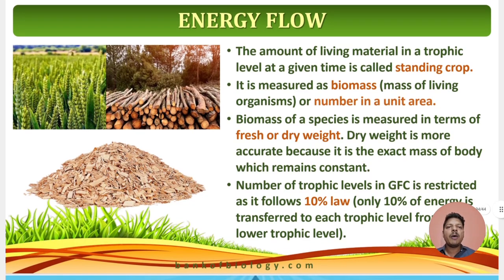The amount of living material in a trophic level at a given time is called standing crop. Remember, questions are asked. It is measured as biomass, that is the mass of living organisms, or number in unit area. Biomass of a species is measured in terms of fresh or dry weight. Dry weight is more accurate because it is the exact mass of the body which remains constant.